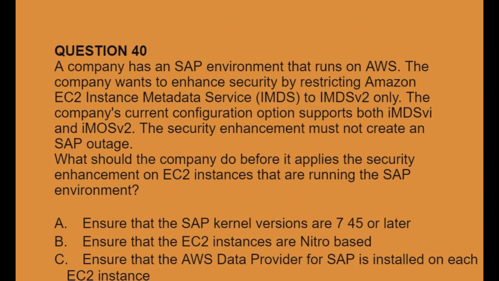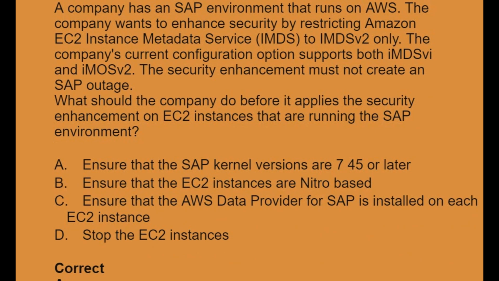Question is, a company has an SAP environment that runs on AWS. The company wants to enhance security by restricting Amazon EC2 Instance Metadata Service (IMDS) to IMDS v2 only. The company's current configuration option supports both IMDS v1 and IMDS v2. The security enhancement must not create an SAP outage. What should the company do before it applies the security enhancement on EC2 instances that are running the SAP environment?